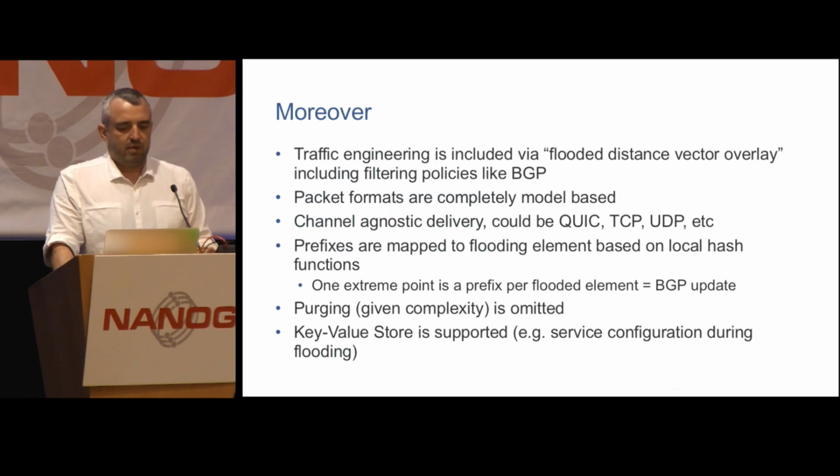There are a couple of other capabilities, right? Traffic engineering is possible by inserting policy-guided prefixes. The packet format here is purely model-driven, and it's channel agnostic. Yes, it could be UDP. We can also use TCP. We can use QUIC. The protocol is not tied to any transport. UDP is probably the easiest to implement.